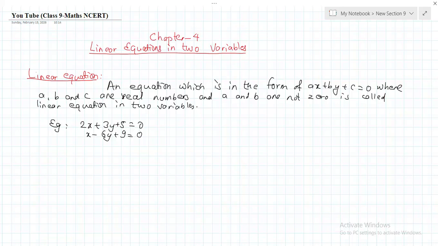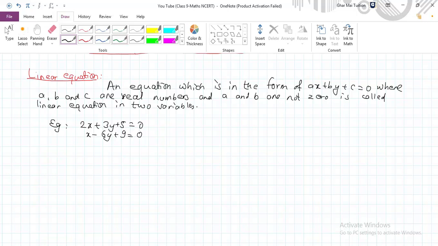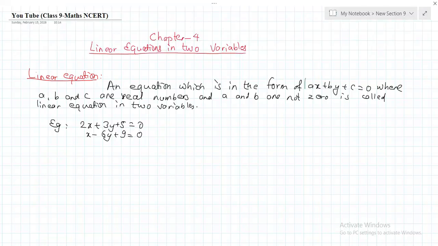Linear equation means those equations which can be written in the form of ax plus by plus c equal to 0. Here a, b and c are real numbers, they can be any numbers, and a and b should not be 0. Such type of equations are called linear equations.